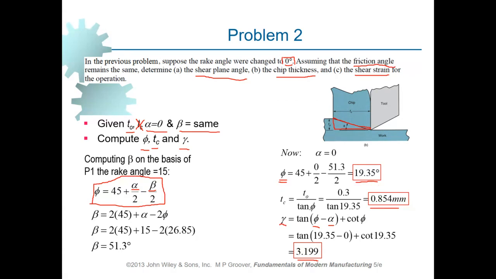Now this is less. As a result, the thickness of the chip will increase. As a consequence, the amount of deformation of the chip will be greater, and it increases from 2 point something to 3 point something. So it means that having a larger rake angle results in a more efficient and more effective cutting operation. So these two problems show us the difference in changing the rake angle and also the change of shear plane angle. Is there any question?